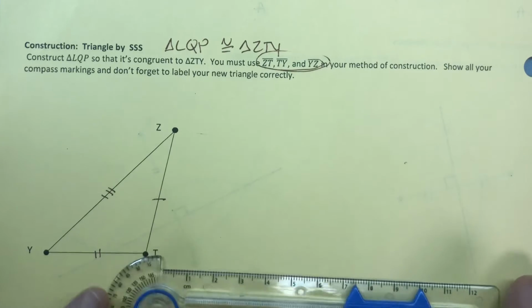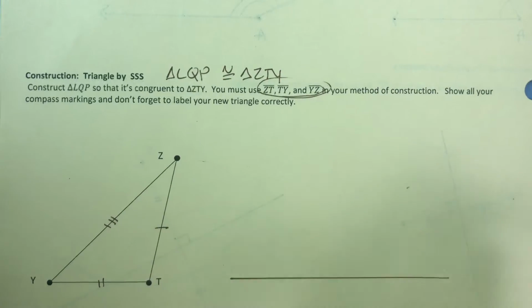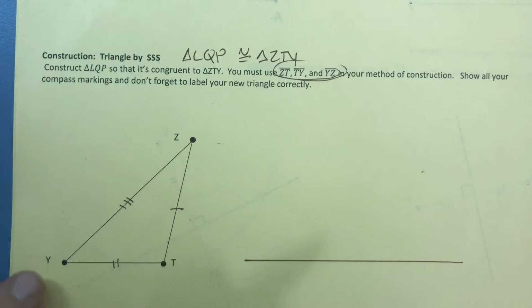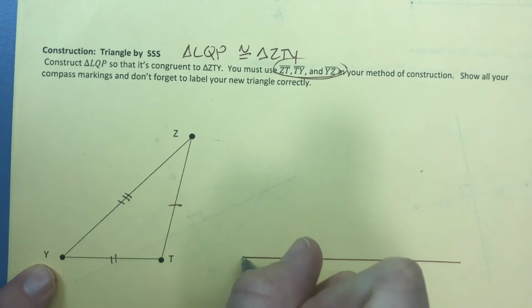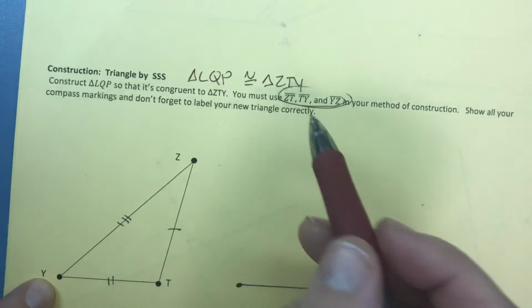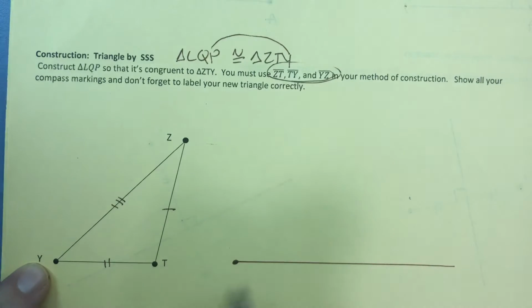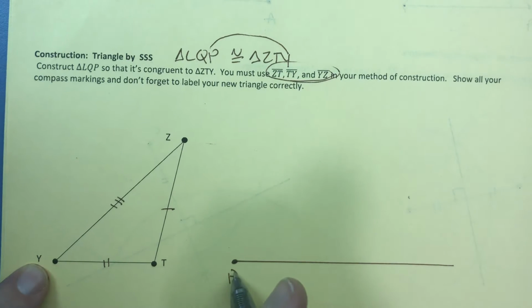So first thing, just like how we start an angle, use your straight edge to draw a straight line. And I'm going to label a vertex. I'm going to make this what Y was. So look at the congruent statement. It helps to write it. P and Y are in the same position, so that has to be P.